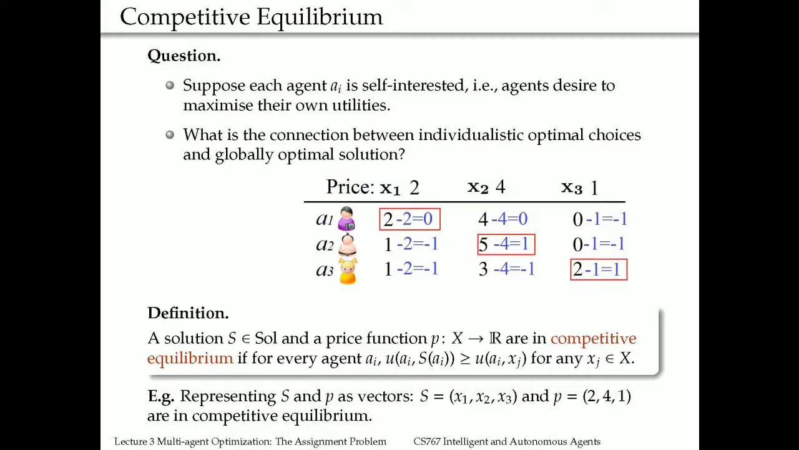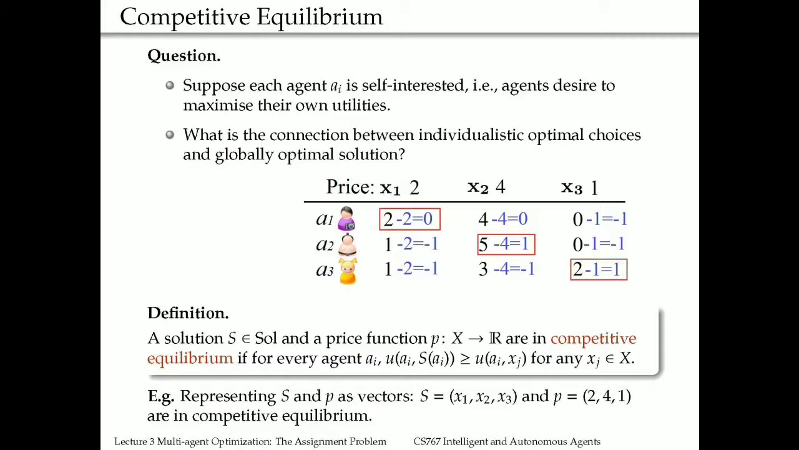And then if you look at A2, A2 gets a utility of 1, and that also happens to be the maximum utility that A2 can get out of the 3 items. And similarly for A3, x3 is the item that gives A3 the maximum utility. So in this sense, you can see that indeed every agent is getting their individual optimal outcome. But is this outcome necessarily the global optimal solution?